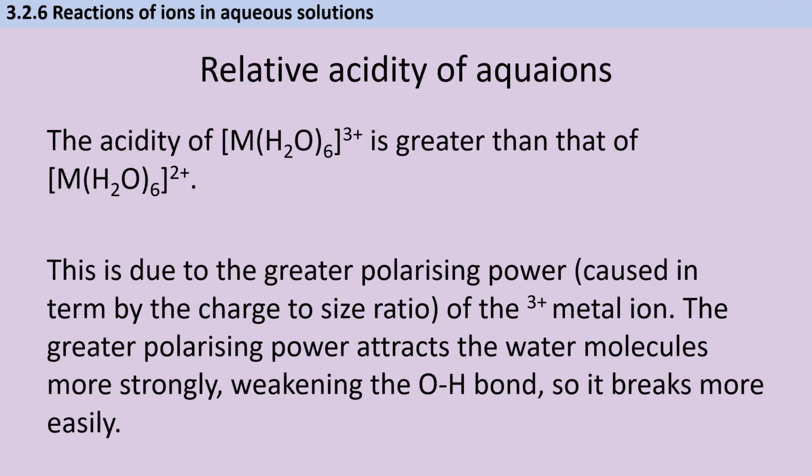The specification includes examples of complex ions that are 3+ and 2+, because they want you to have this idea that the 3+ ions like aluminium and iron 3+ have a greater acidity than the 2+ ions like copper and iron 2+. The reason for this is because those 3+ ions have a greater charge and therefore a greater charge density. This means that they have greater polarising power. So they attract the water molecules more strongly, and in doing so they weaken the OH bond in the water molecule so that it breaks more easily. When that happens, hydrogen ions are released, which are responsible for the acidity.